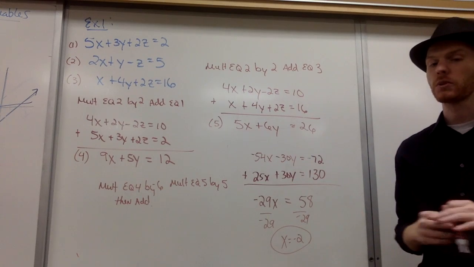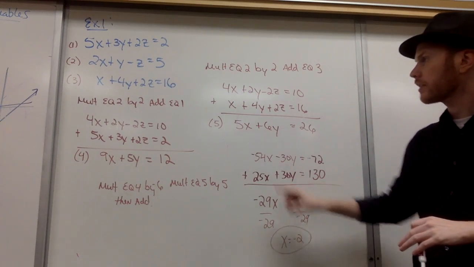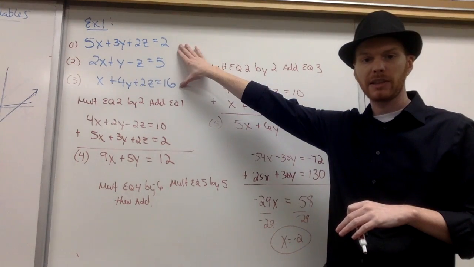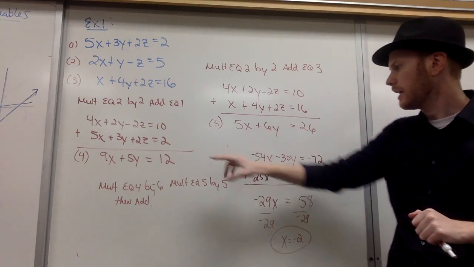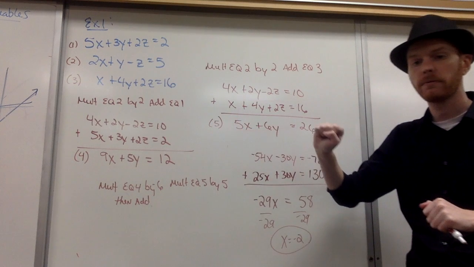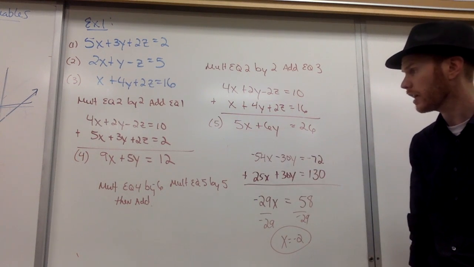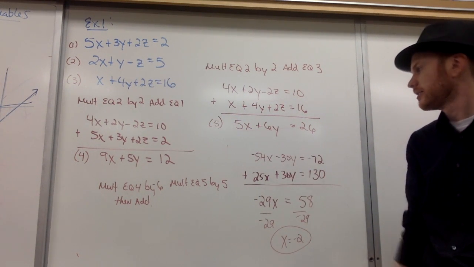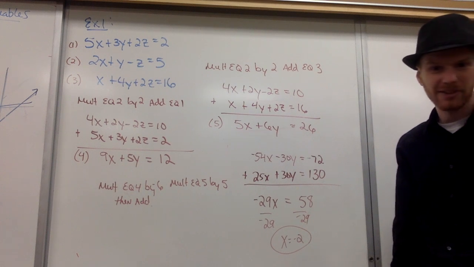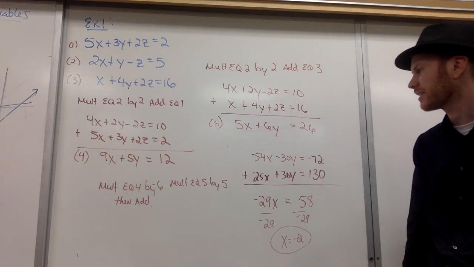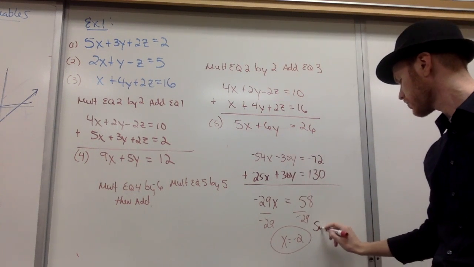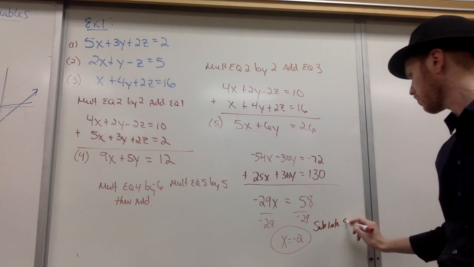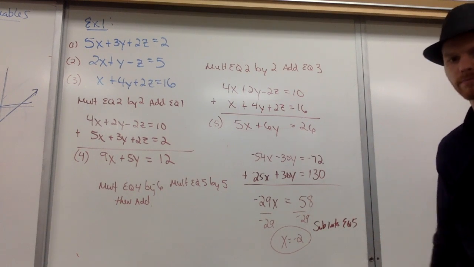The question is, which one do I try? Well, I don't want to plug this into the original because then I have two unknowns. That's not going to work. So I'm going to plug this either into equation 4 or equation 5 and solve for y. I want to pick probably the easiest one, though I don't think it really matters. Looking at what I have left, we can plug it into this one. So here I'm going to sub into equation 5.